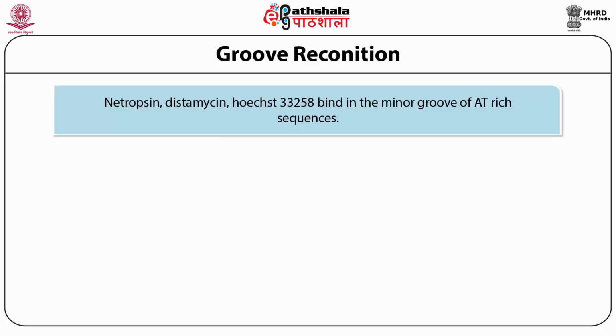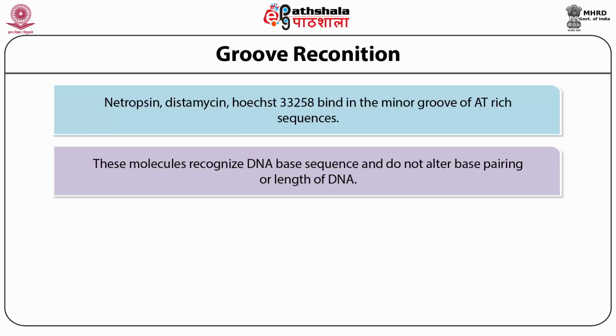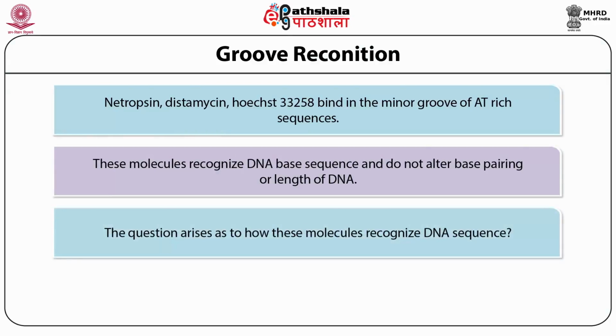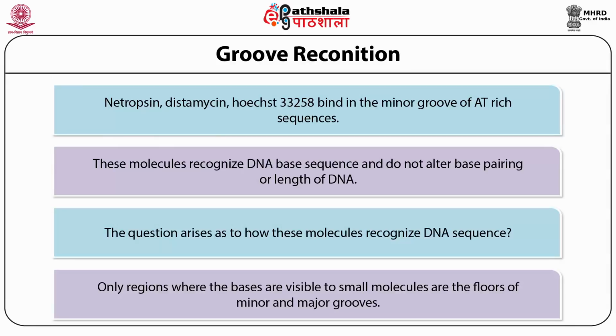Groove recognition. Many small molecules like Netropsin, Distamycin, Hoechst 33258 bind to DNA in the minor groove of AT-rich sequences. These molecules recognize DNA base sequence and do not alter DNA base pairing or its length. The question now arises is how these molecules recognize DNA base sequence, because only regions where bases are visible to small molecules are the floor of minor or major grooves.